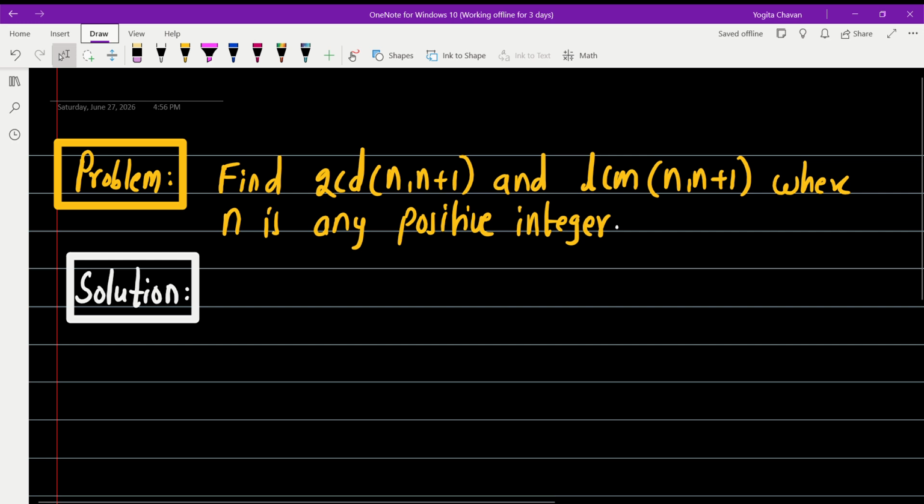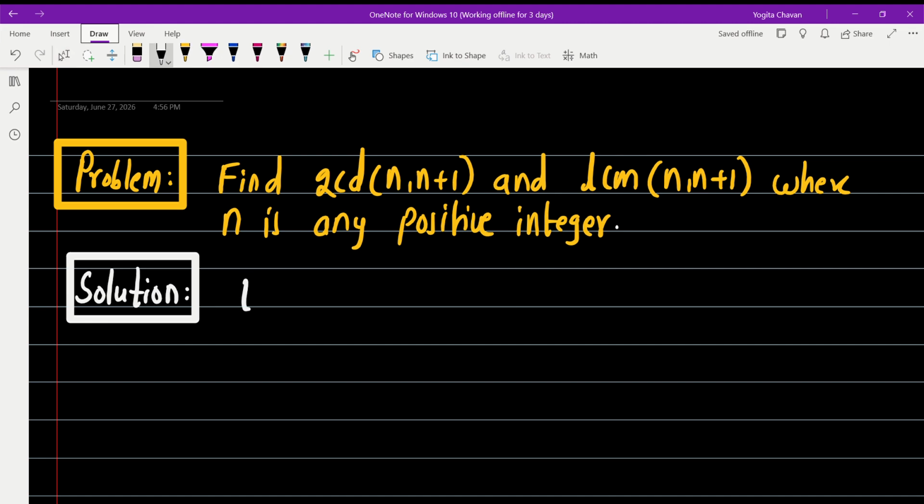Hello friends, today we are going to find GCD of n comma n plus 1 and LCM of n comma n plus 1, where GCD means greatest common divisor and LCM means least common multiple. Now first we find GCD of n and n plus 1.